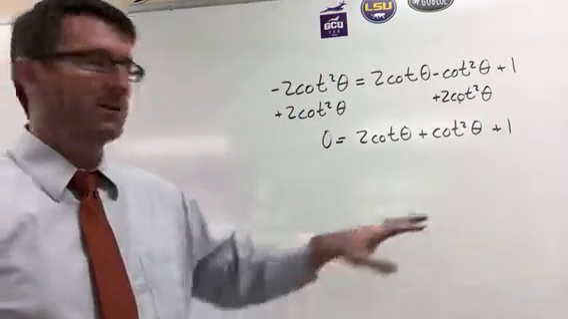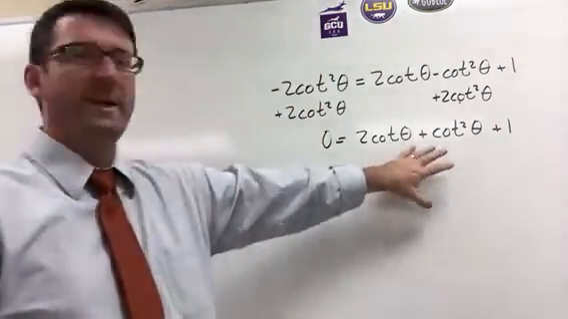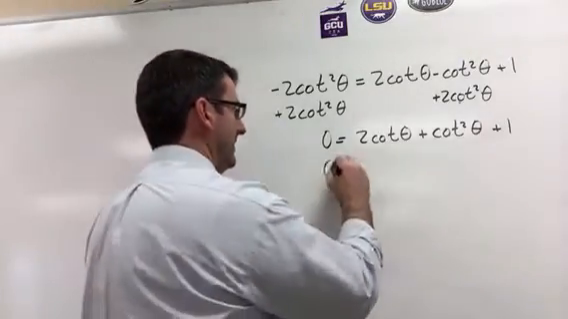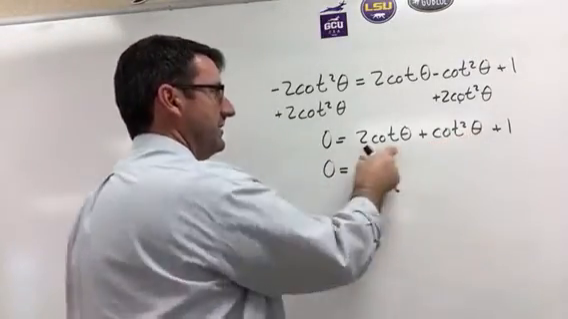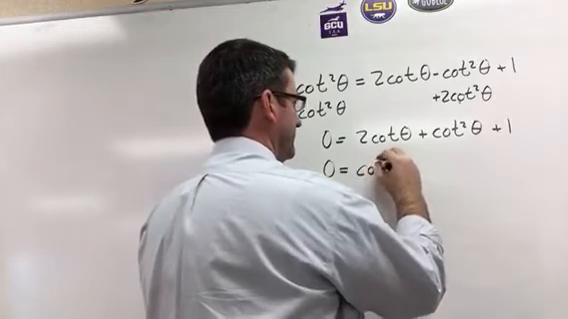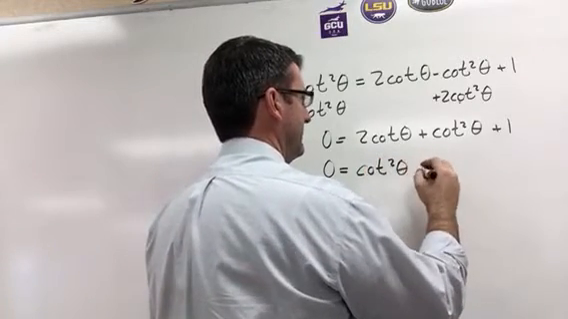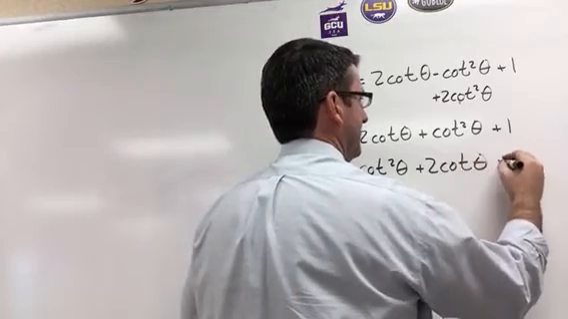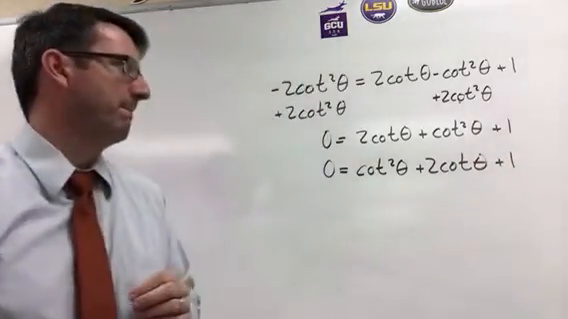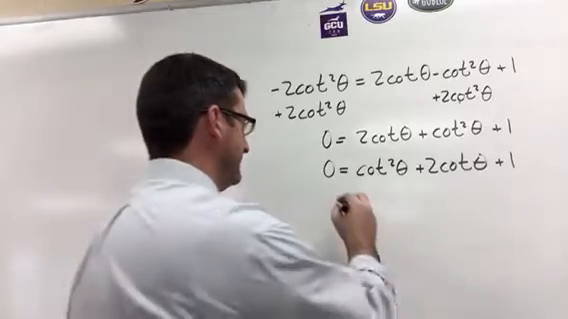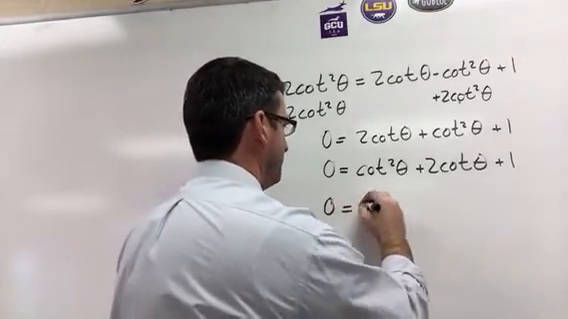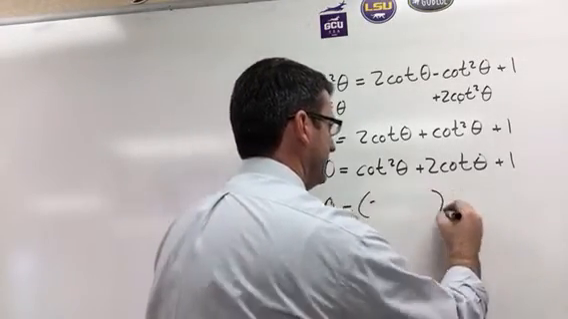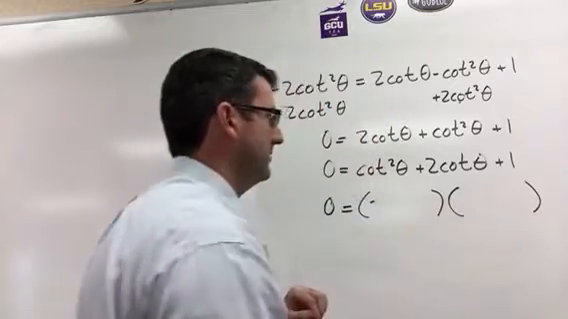All right, now let's rearrange this a little bit to make it easier for us to factor. We want this squared term to be in front. So we get cotangent squared theta plus 2 cotangent theta plus 1. And now to factor this, let's set our parentheses up here.